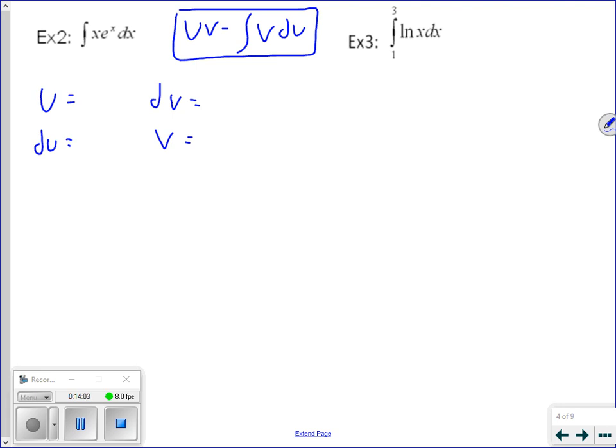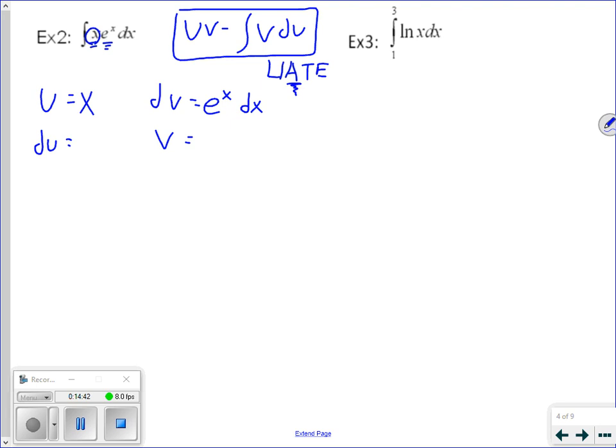Okay. Now, remember LIATE. We've got two functions to decide between which one's going to be u and which one's going to be dv. We've got an x and we've got an e to the x. So go down the list to figure out which one u is going to be. Is there a log equation? No. Is there an inverse trig equation? No. Is there an algebraic term? Yes. That's the first function that we come across, x. x is an algebraic term. So how about I let u be x, and I'm going to let dv be the rest. It's going to be e to the x dx.